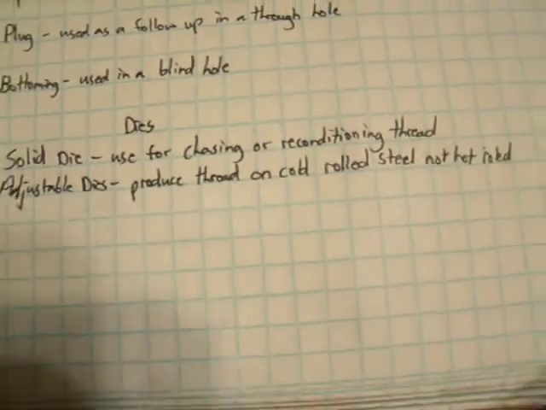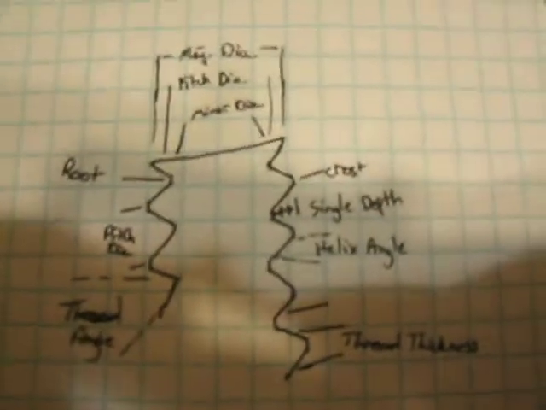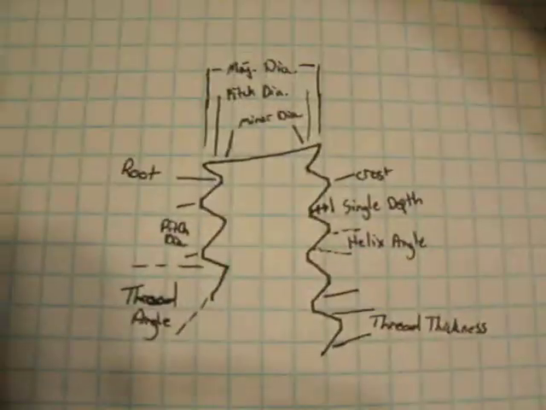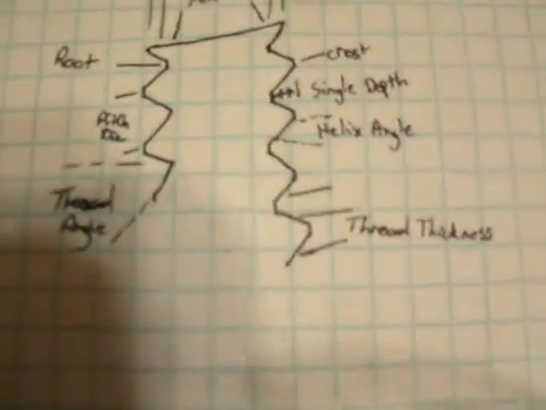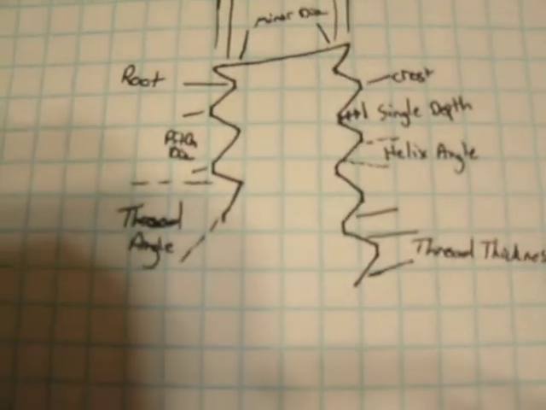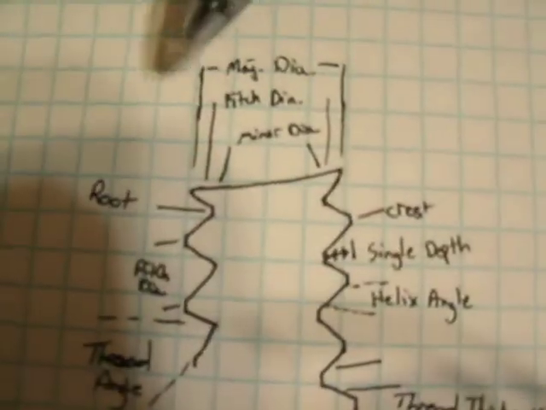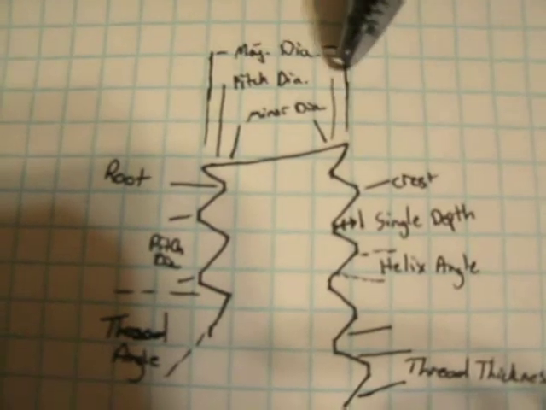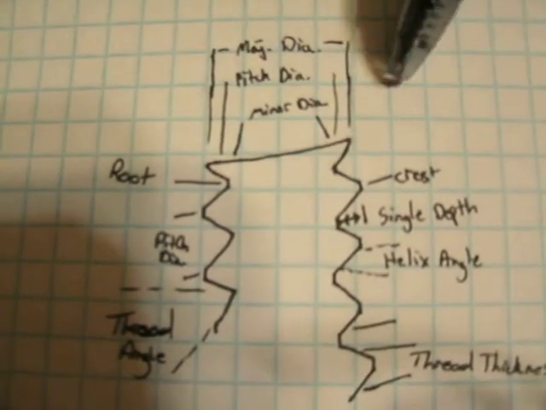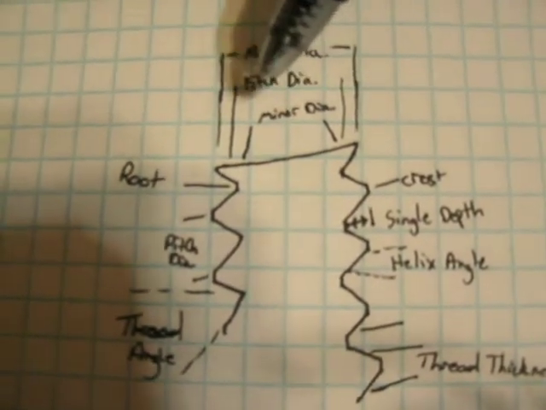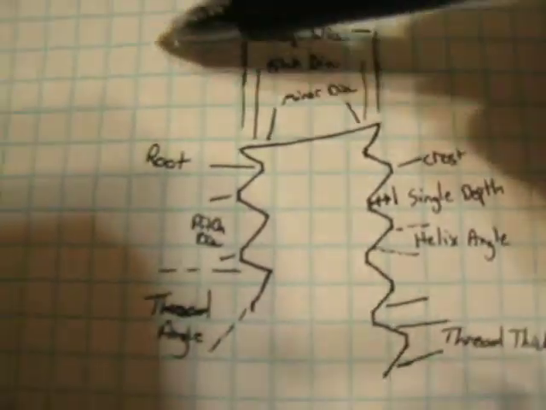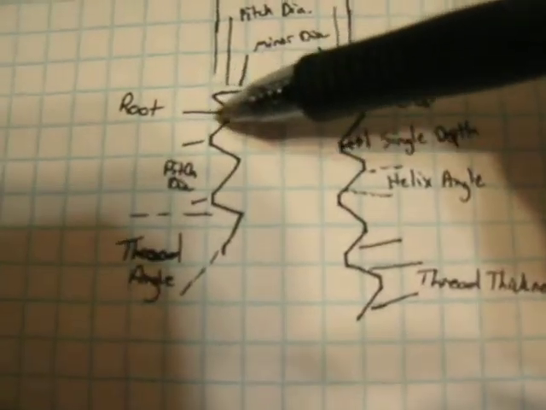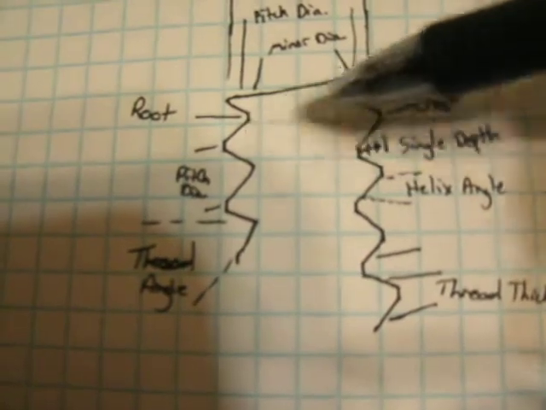So, okay. Now we'll talk about parts of a thread. This is kind of not the best picture-drawing guy, but hopefully this will work. Okay, this is the parts of the thread. You've got your major diameter, which is outside to outside. Your pitch diameter is kind of like the halfway point between the minor diameter and the major diameter.